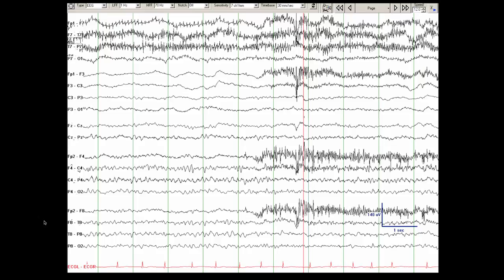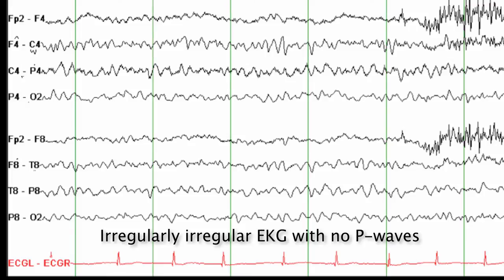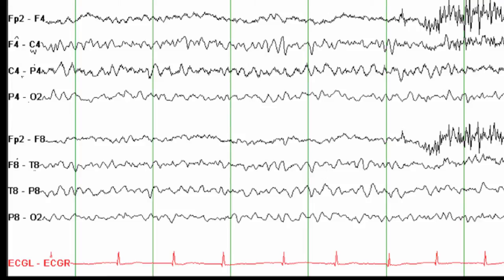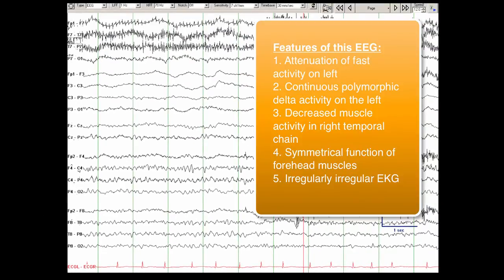Finally, if we look at the EKG tracing, we can see that we have an irregularly irregular tracing with no obvious P waves prior to the QRS complexes. Although we cannot make any definitive conclusions about the EKG rhythm, we might suspect that this patient could be in atrial fibrillation. Putting it all together, this patient has left hemispheric dysfunction on EEG, right facial weakness, more in the temporalis than frontalis muscles, which suggests upper motor neuron facial weakness, and possible atrial fibrillation.